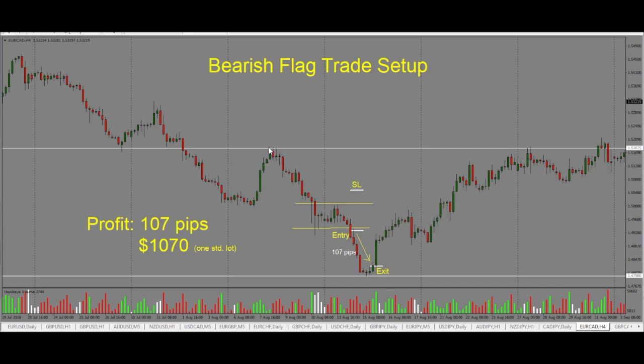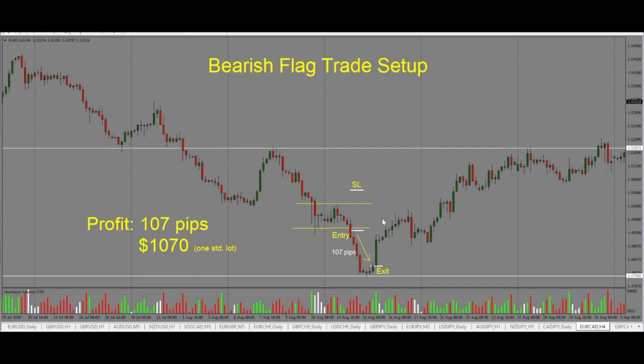So what we see here is price drops and then starts to consolidate sideways, and it's holding below this previous support resistance level. So this sideways consolidation gives us a clue that price could drop from here. So this is called our bearish flag pattern here. So this sideways move looks like a flag here, and this drop here is our pole. And now we're looking for price to continue to the downside.